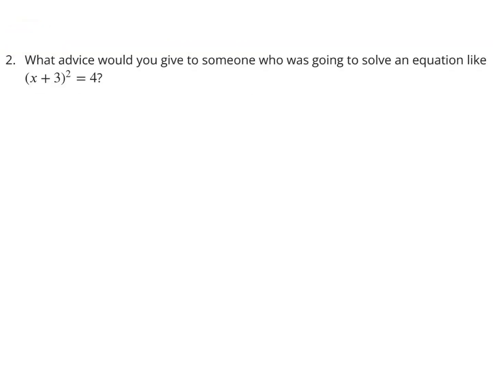Now, what advice would I give to someone who is going to solve the equation like this? Remember, when you take the square root of a positive number, you get two answers, one positive, one negative. You could always graph it and make sure that your solutions are right. You always want to check the solutions to make sure they work. Okay.